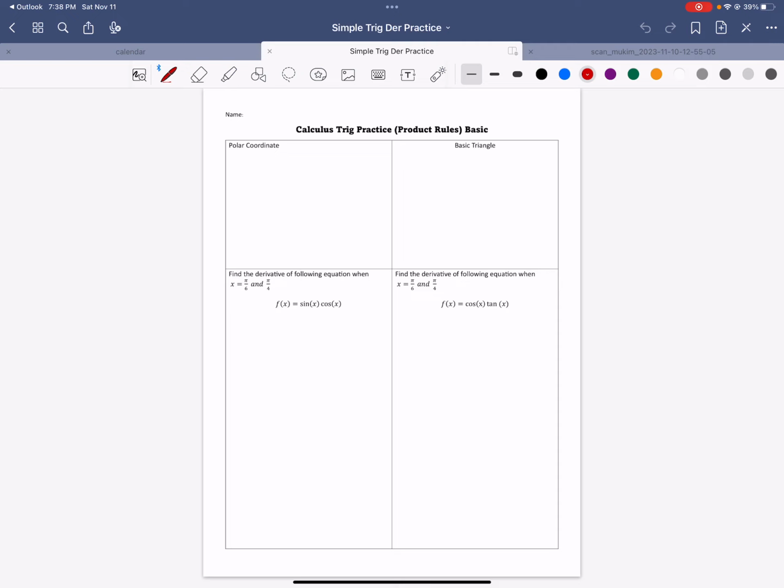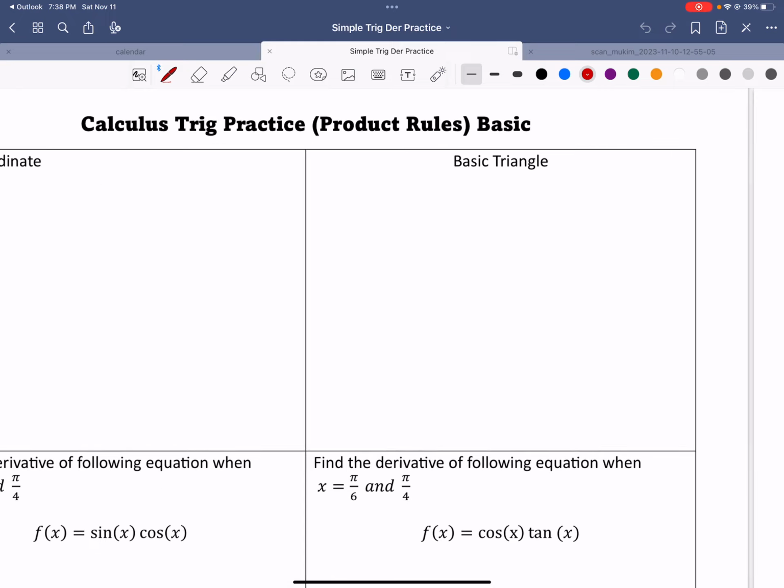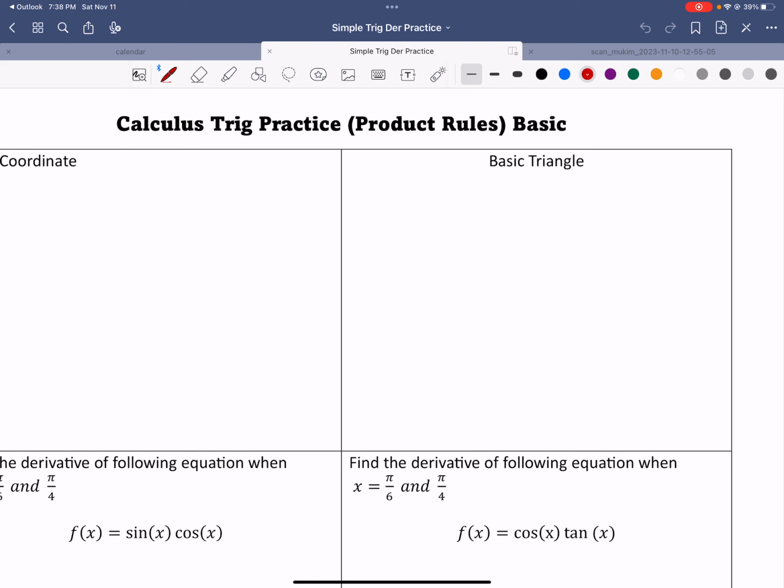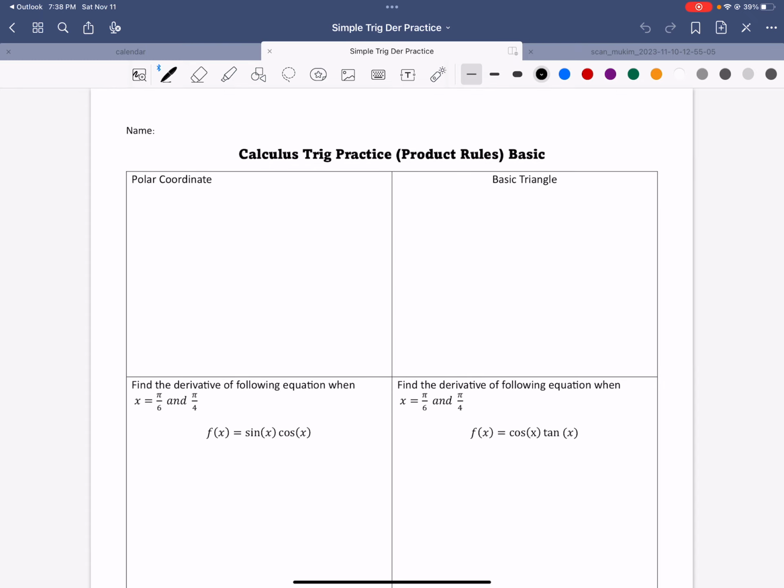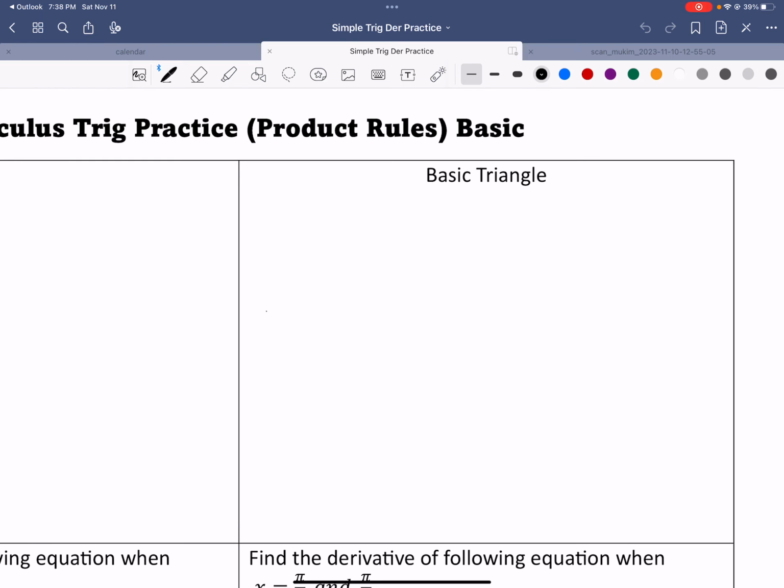And this time I will go over this simple trick practice, because this is the basic knowledge that you have to master in order to proceed in calculus class. And for basic triangles and polar coordinates, remember there are three types of triangles that you must memorize.